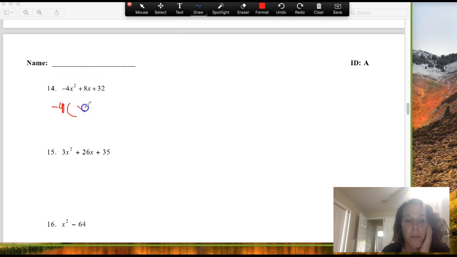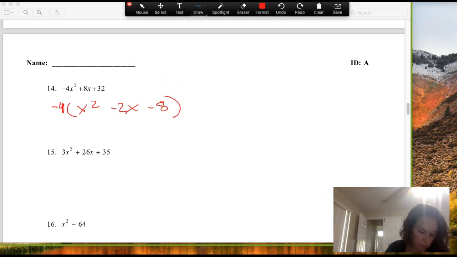So I'm going to be left with x squared. Divide -4 out of this. This is going to turn this negative because it's positive. And that's going to leave me with -2x. Divide -4 out of this, and it's going to leave me with -8, not +8. All right, now that looks much easier to factor.